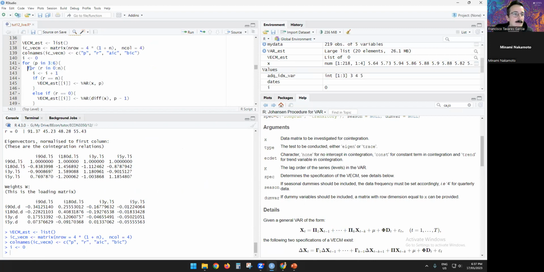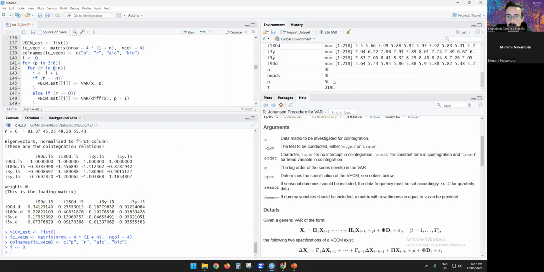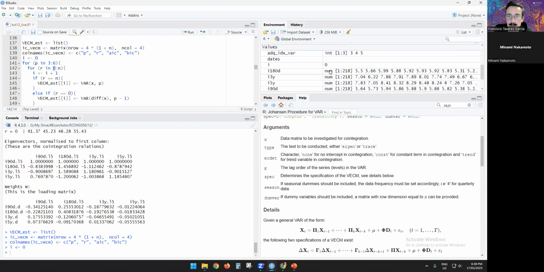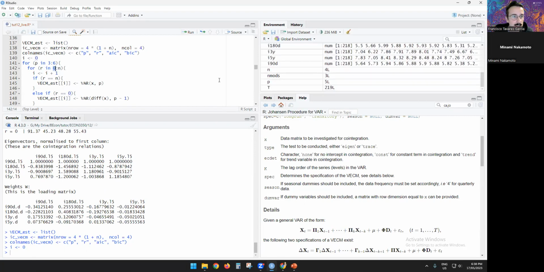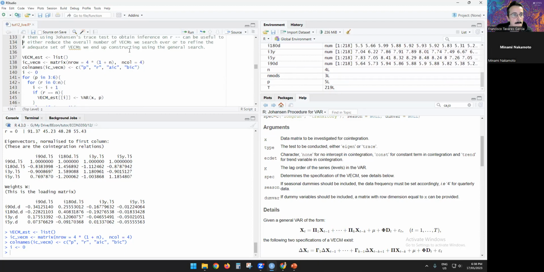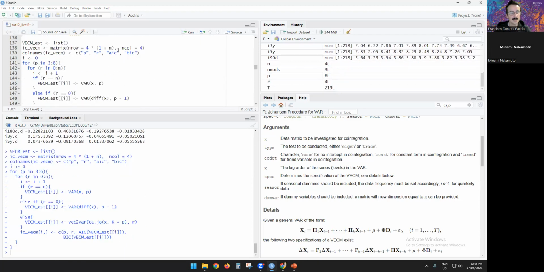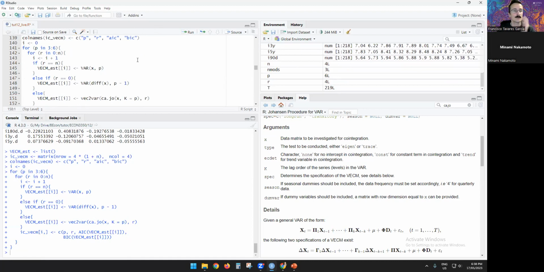Okay, then we are running r, which will be rank from 0 until 4, which is the number of variables we have. Let me run the whole thing. And let's go little by little there, what we're doing.